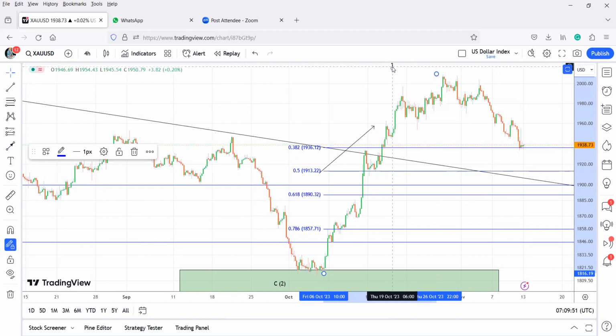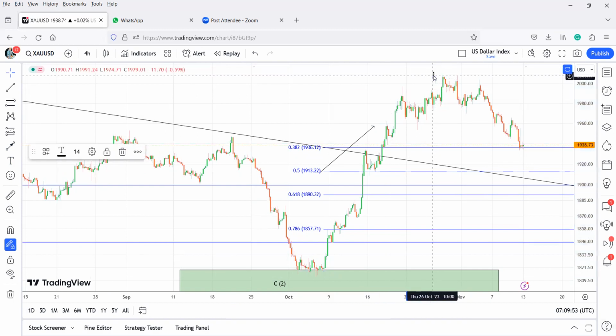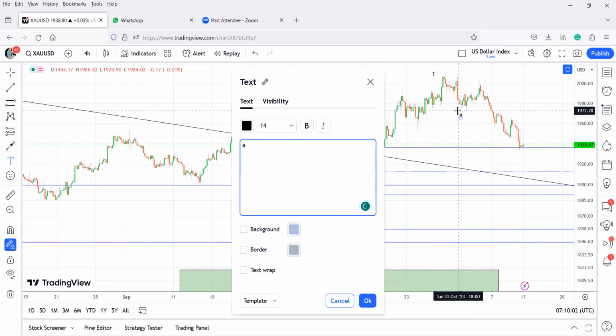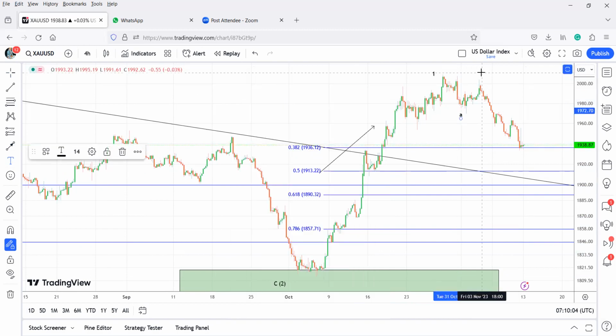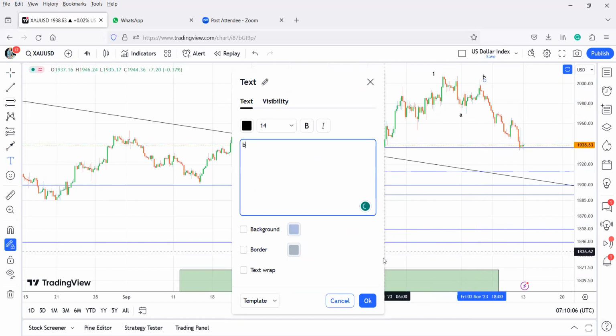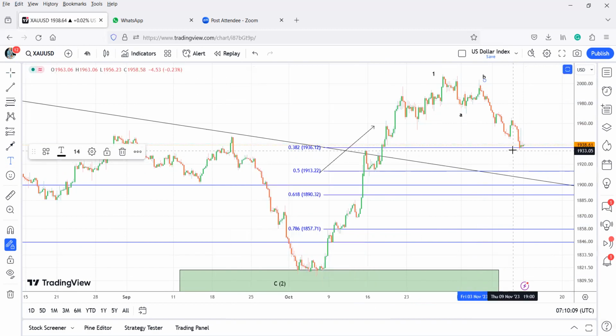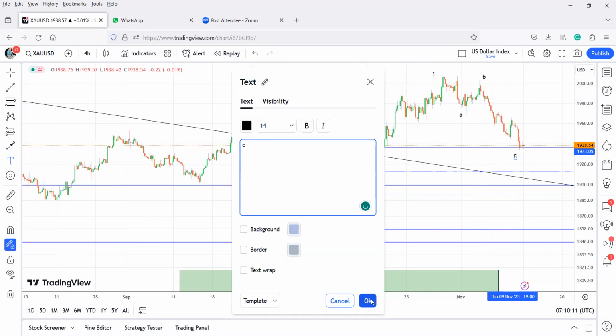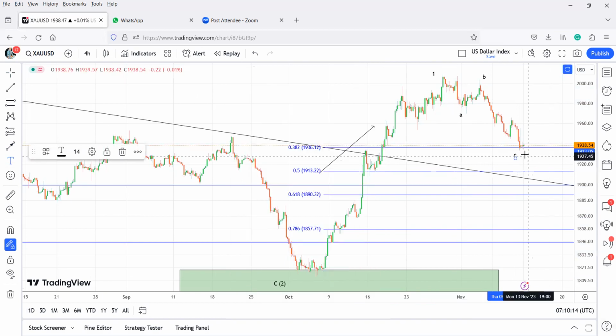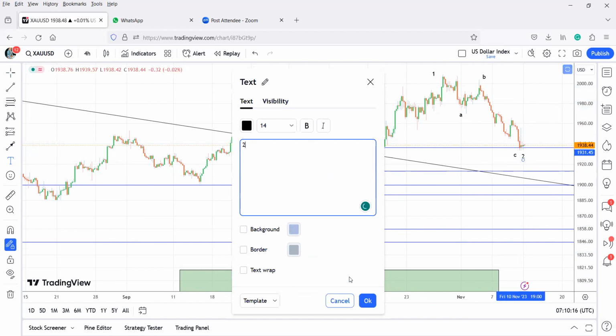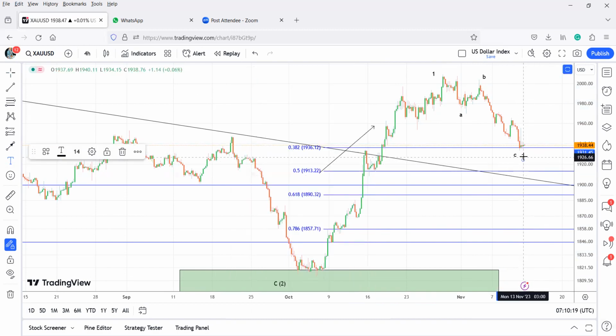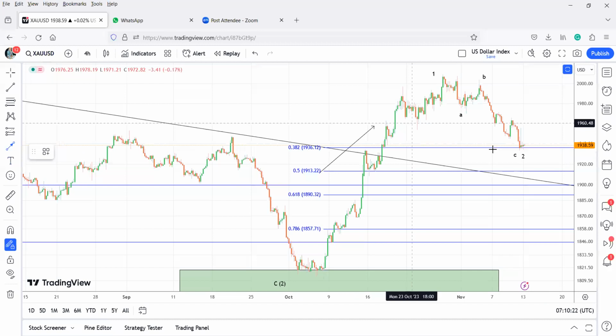See, this is wave 1. Okay, let me bring it here. And that could be a small ABC, which is a corrective wave. So if ABC is complete here, then we already have wave 2. And if it is not, if it is going to go some complex correction, then it will go higher and then lower again towards the 1900 mark.